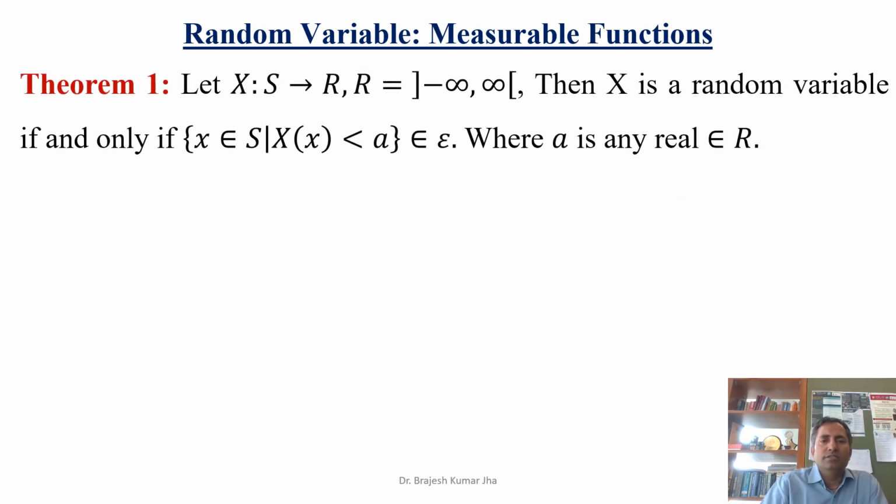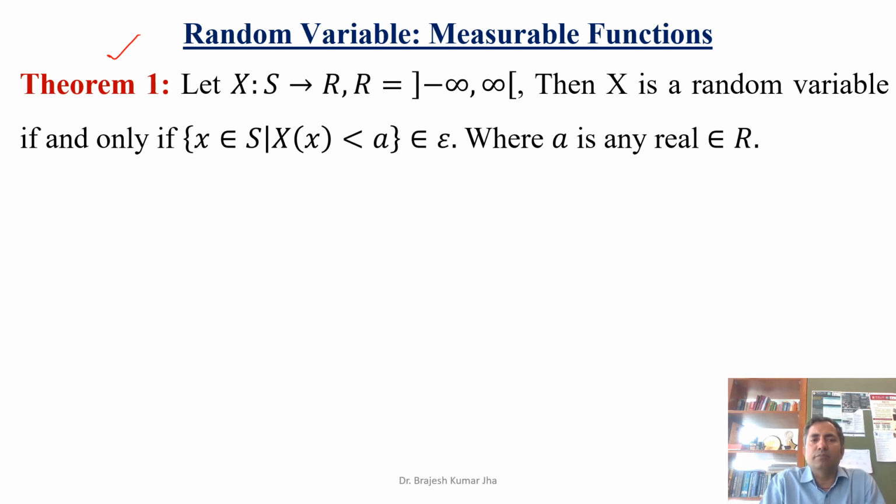Some statements that in mathematics we call a theorem, you can consider as a remark or a statement, whatever you can remember. In mathematics, you can remember these statements, but the statement is very important to analyze any topic. So x is the random variable, a mapping from S to R, where R is from minus infinity to plus infinity.